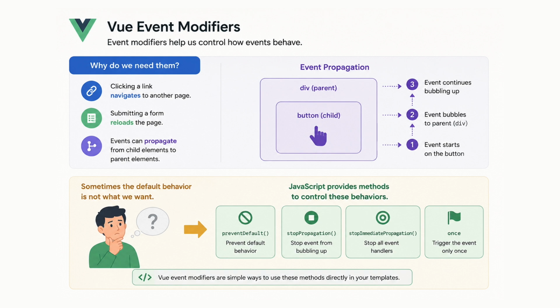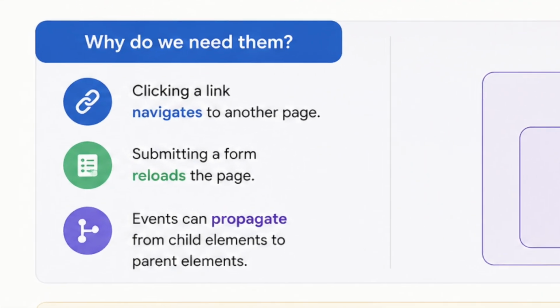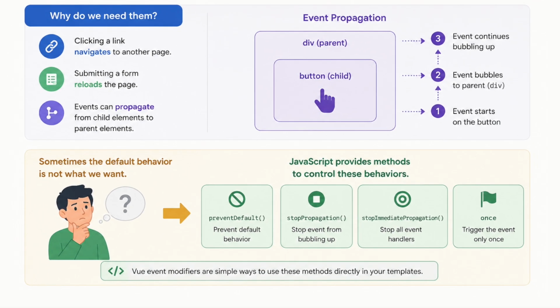Vue also provides event modifiers that make it easier to control how events behave. Before we start building examples, let's first understand what event modifiers are and why we need them. In JavaScript, events have different behaviors that happen automatically. For example, clicking a link navigates to another page, submitting a form reloads the page, and events can propagate from child elements to parent elements. Sometimes this default behavior is not what we want.